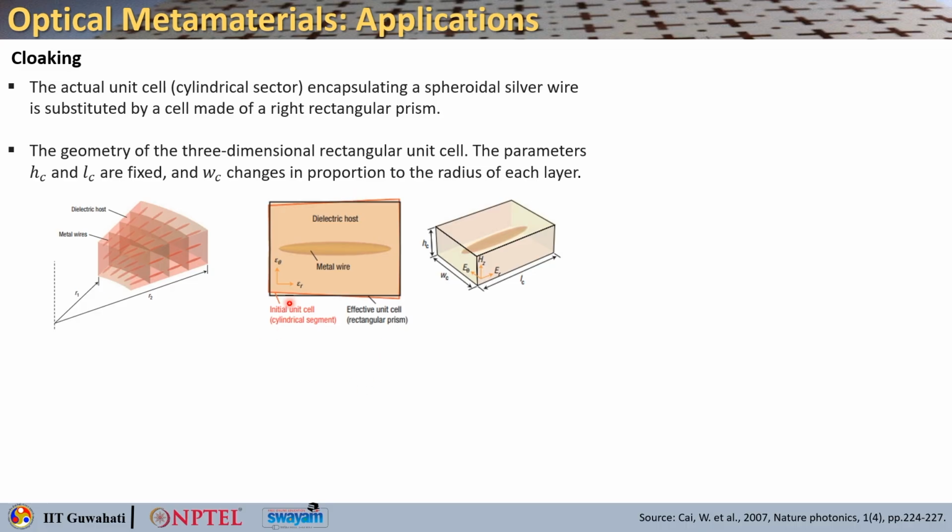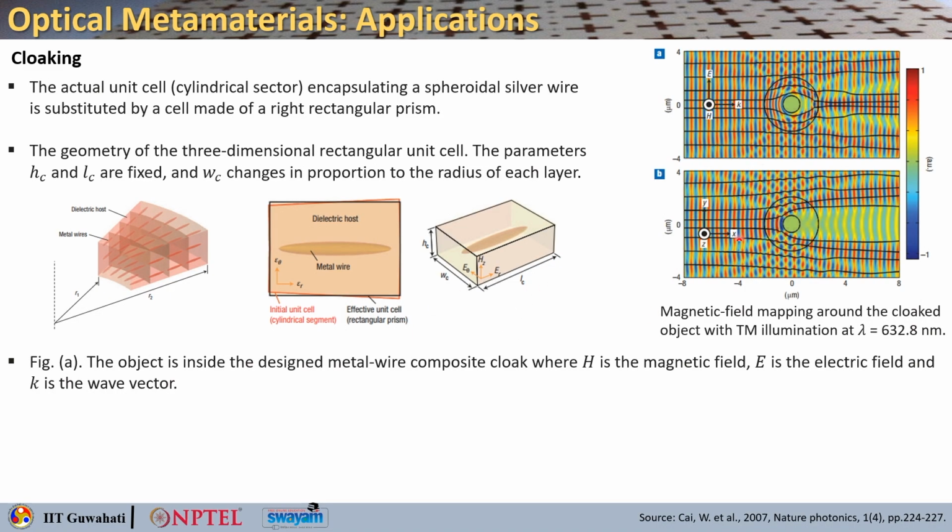And if you see, the red one shows the initial unit cell, that is basically the cylindrical segment, and from that you can actually find out what will be the effective unit cell that will give a rectangular prism kind of shape, right. So, here are the results of electromagnetic simulation that shows magnetic field mapping around the cloaked object. This is the object that is being cloaked. This is basically that cylindrical cloak that has been applied.